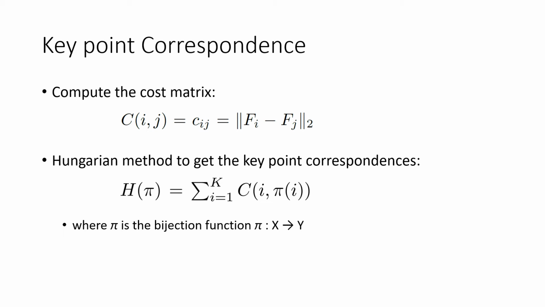To compute the key point correspondences, we first compute the cost matrix, where each element is the feature distance between key points. Then we use the Hungarian method to get the key point correspondences.